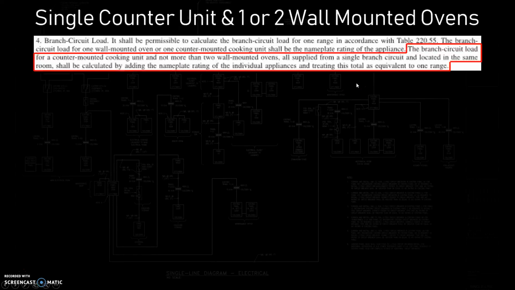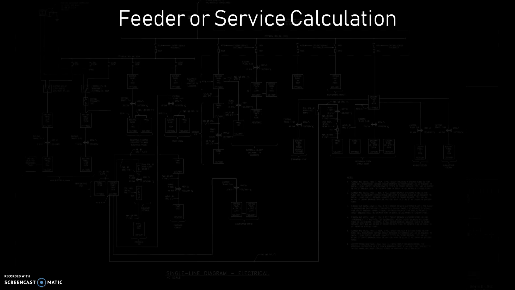And again, they're pretty particular. It's 1 counter-mounted cooking unit and not more than 2 wall-mounted ovens. But if that's the case, just add them all together. If it does happen to go over 12 kilowatts, we're going to do the steps we just did in the previous example. After you add them up, you're going to treat them like any one range, right?